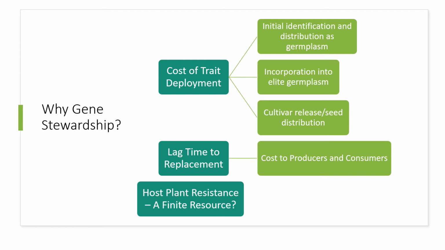Typically, there is a lag time between the demise of one resistance gene and the delivery of the next. The breeding enterprise tends to focus on genes that work until they don't. In this lag time, there's a cost to producers and consumers from lost yield or externalized costs for fungicide application.